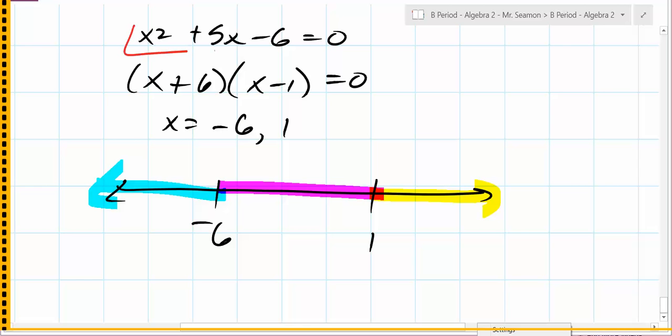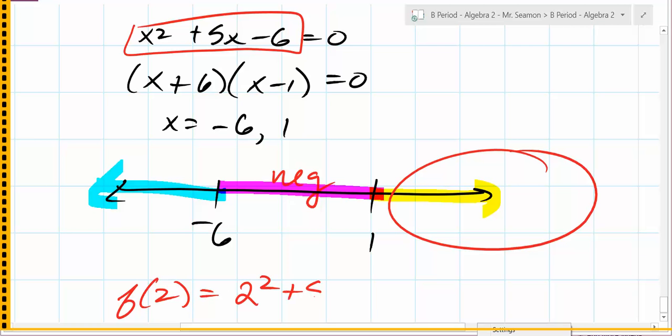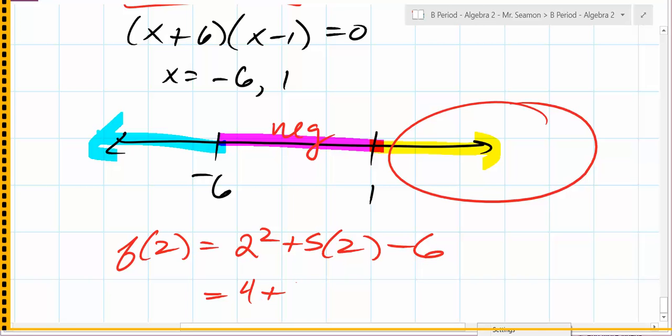0. Plug in 0 right there. When you plug in 0, what do you get? Negative 6. So this is negative. What happens when you plug in a positive? Let's plug in 2. So f of 2 is going to be 2 squared plus 5 times 2 minus 6. What's that? 4 plus 10 minus 6 is what? It's 8 again, isn't it?